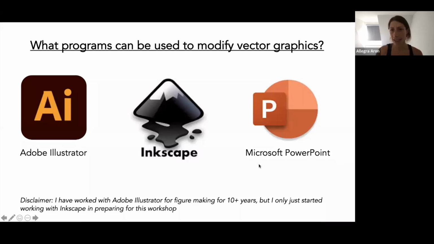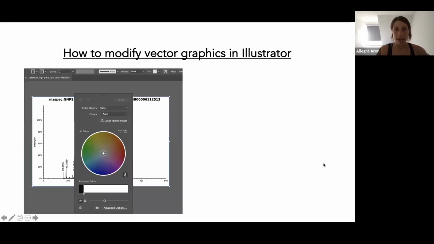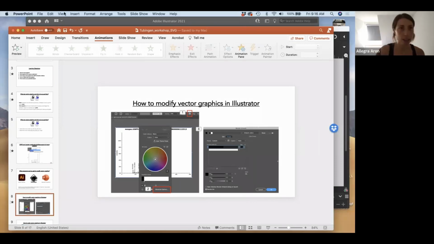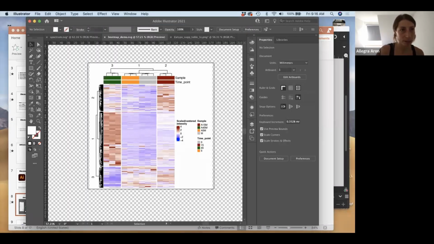Finally, as Daniel mentioned, you can also make or modify SVGs in PowerPoint, though I think this might be slightly inferior to Adobe Illustrator or Inkscape. So today I'll walk you through a bit of how we might modify SVGs in Illustrator and Inkscape, and we won't do PowerPoint today. All right, so now I figure maybe we can just go directly to Illustrator.